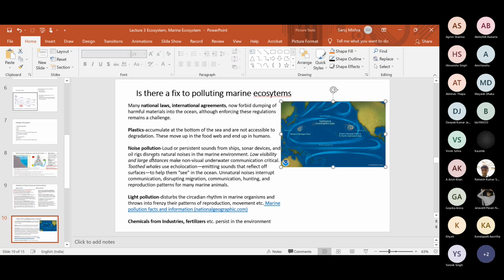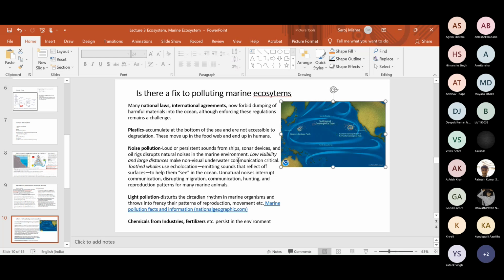The other is noise pollution. Okay, we never think about noise as being a polluting factor, but noise pollution is another important thing. And what does it arise from? It is due to loud or persistent sounds made by traveling ships, sonar devices, and different oil rigs operating in the ocean in order to drill out the oil. And this disrupts the natural noises in the marine environment.